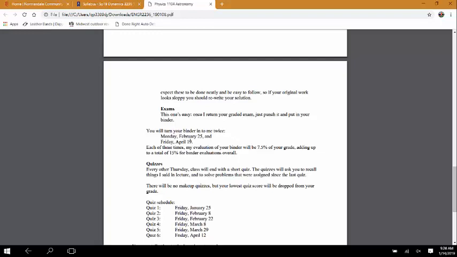So each one of these binder evaluations is going to be worth 7.5% of your grade. Adds up to a total of 15%. Any questions right now about the binders?